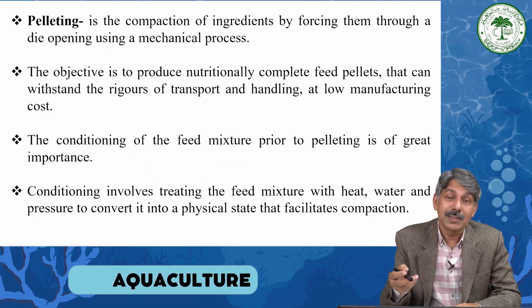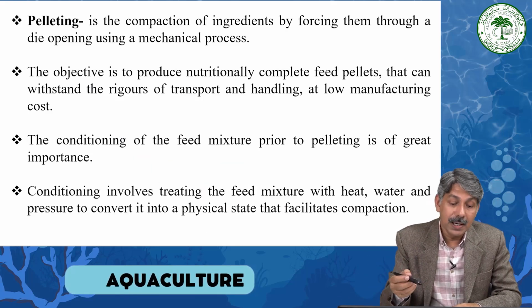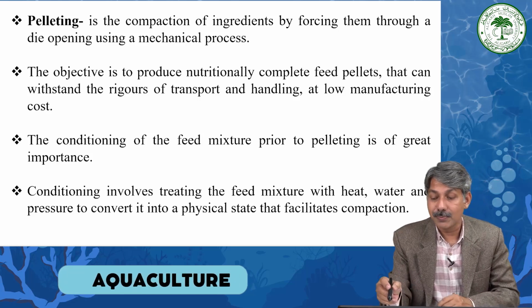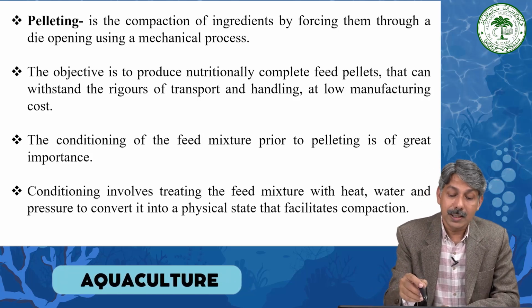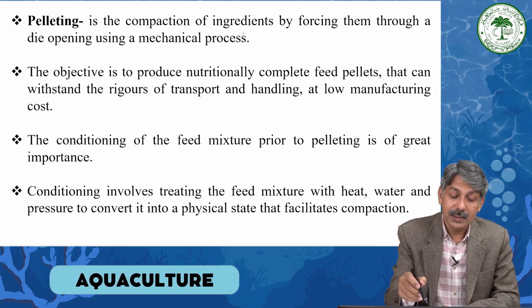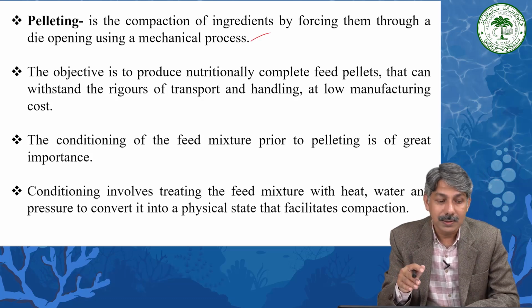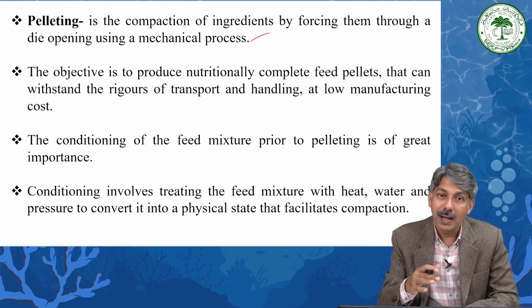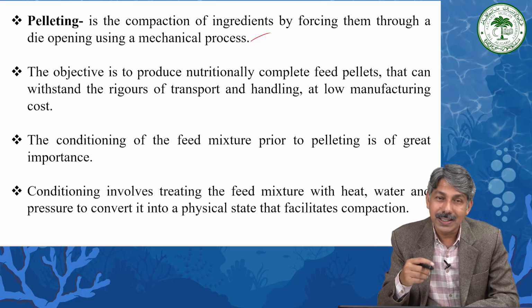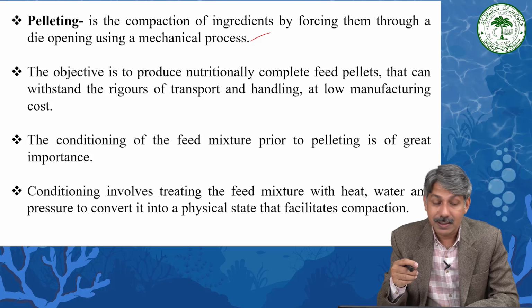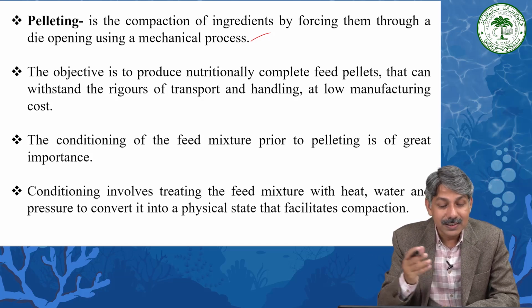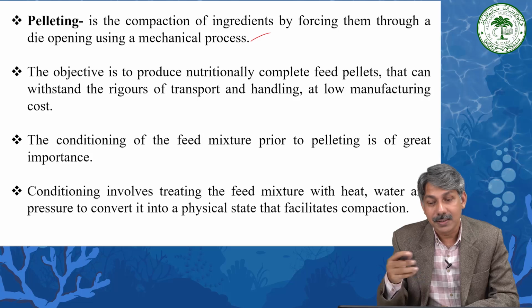Then next step is pelleting. Pelleting is the compaction of ingredients by forcing them through a die opening using a mechanical process. So we all know the dough kind of thing that is pressed against the die, and according to the opening diameter in the die, the perforation, you get the pellet diameter.